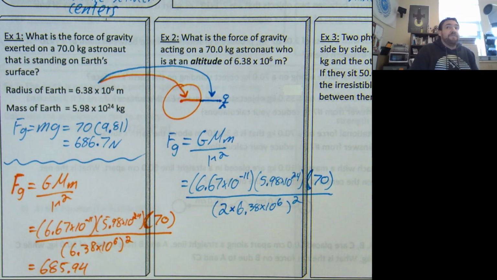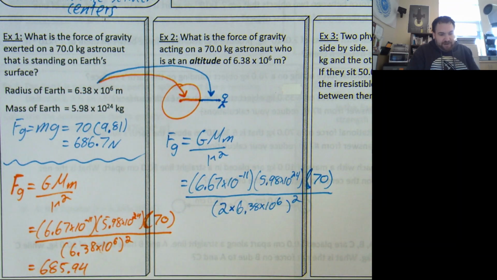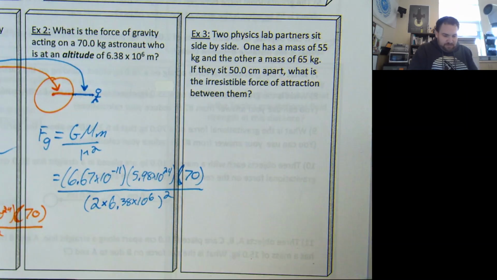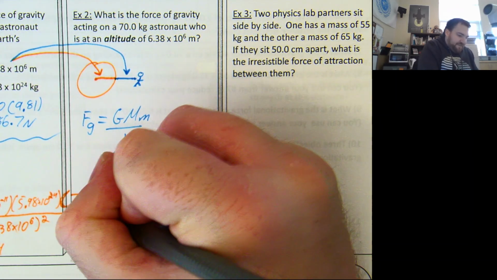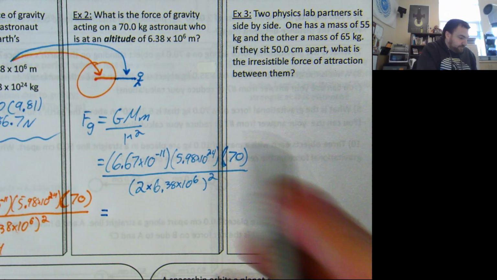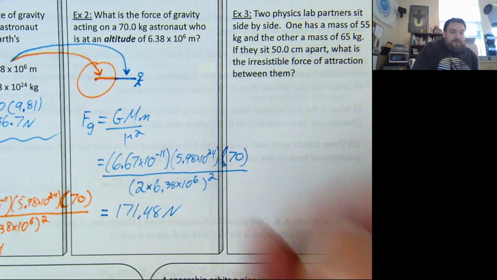And depending on the kind of calculator you have, if you have a graphing calculator, it's easy to bring this back. For those of us who don't have a graphing calculator, we're punching it all in again. I want this one. 6.67 times 10 to the negative 11, 5.98 times 10 to the 24, 70 divided by 2 times 6.38 times 10 to the 6. And we're squaring that thing. What do we get? What is the force of gravity on that astronaut? 171.48 newtons, you bet.